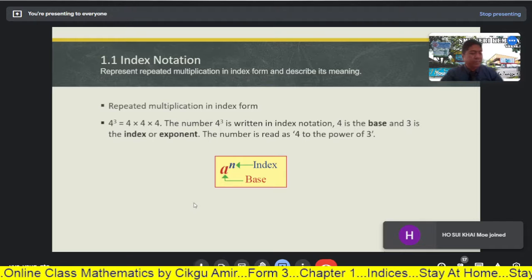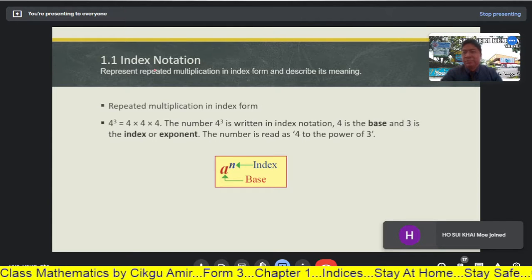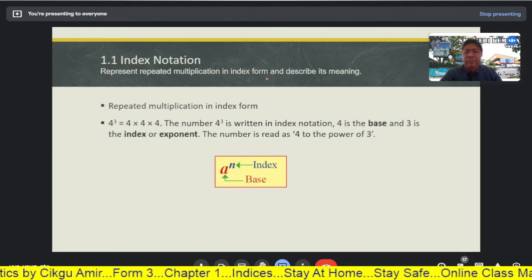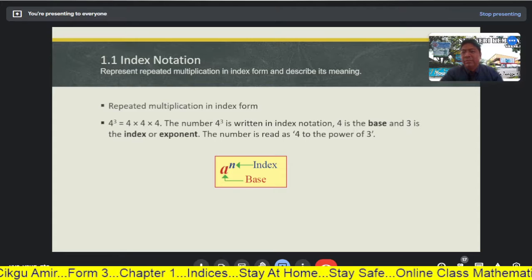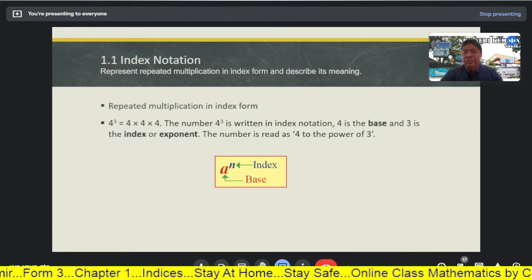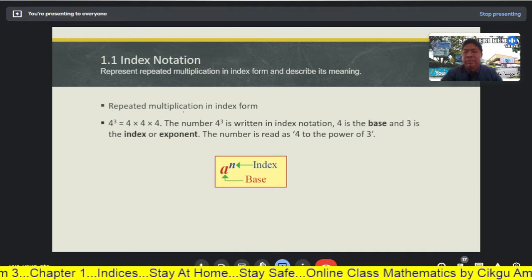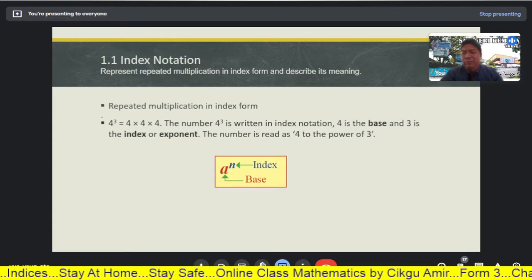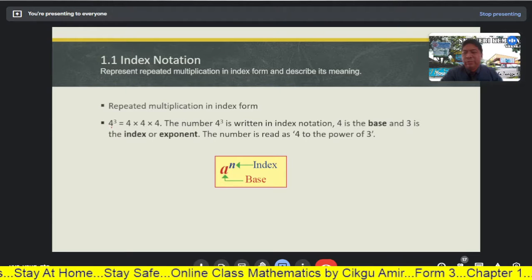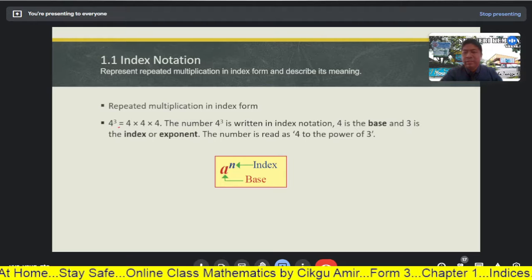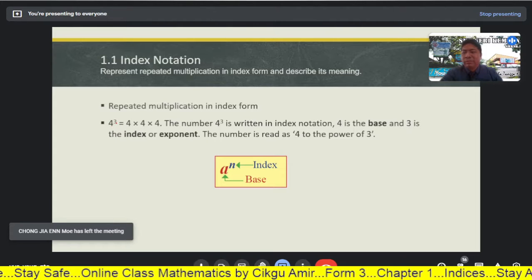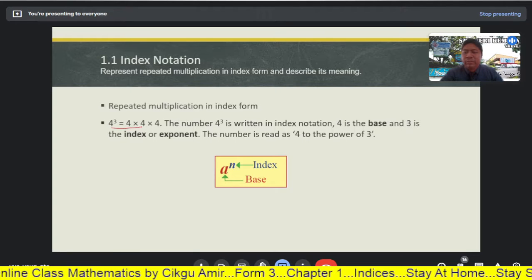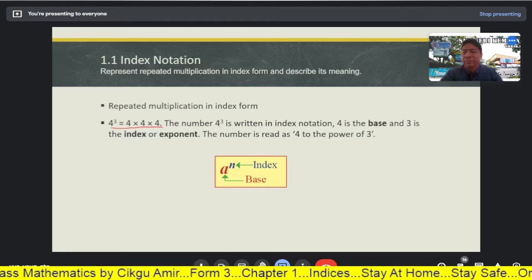What is index? Index notation represents repeated multiplication in index form and describes its meaning. Index notation is a repeated multiplication in index form. We have learned this before in Form 1 or Form 2. 4 to the power of 3 is equal to 4 multiplied by 4 multiplied by 4.